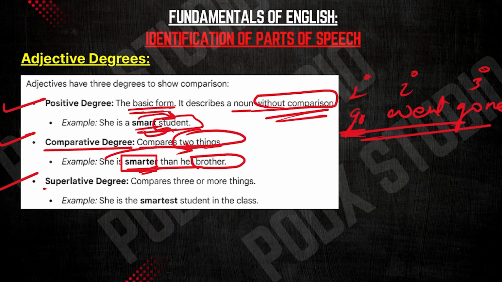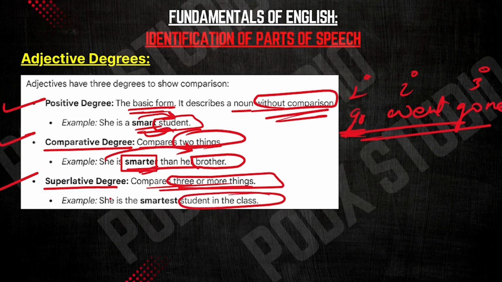The third one is the superlative degree. What is superlative degree? It compares three or more things. For example, she is the smartest student in the class. It means there are a lot of students in the class and she is being compared with a lot of students.